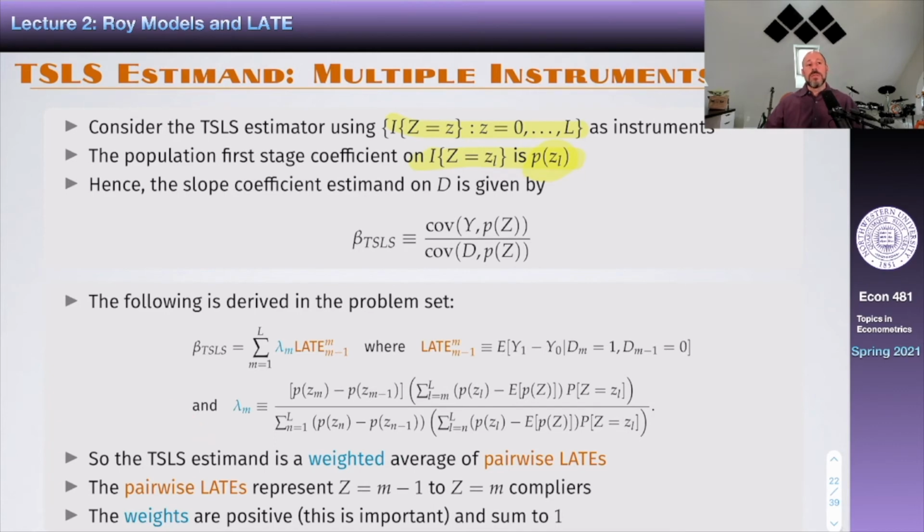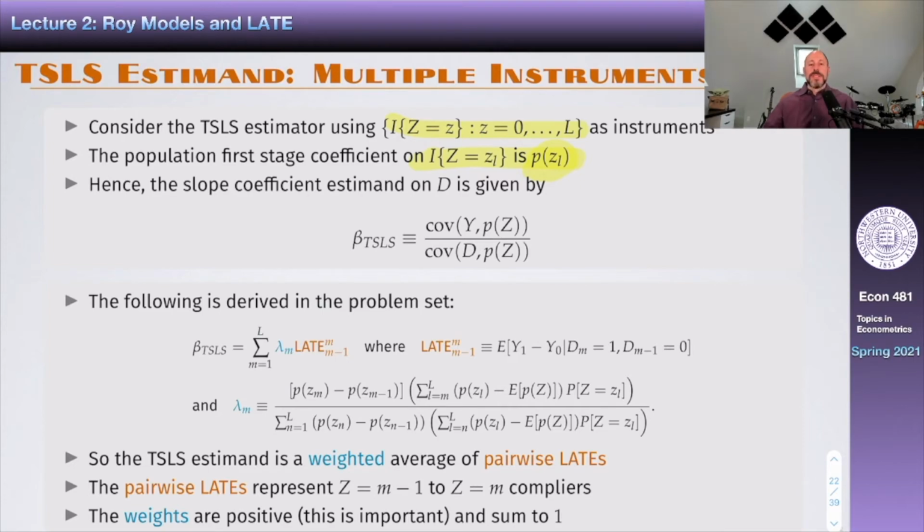Okay, so something to think about. If you ask me, you just go and look at a number of papers where you're going to see that they have instruments that take multiple values, and the paper will just say, "Oh, the two-stage least squares is just a weighted average of LATEs," which is true. But when you look at the number you want to interpret, it becomes less clean for sure.